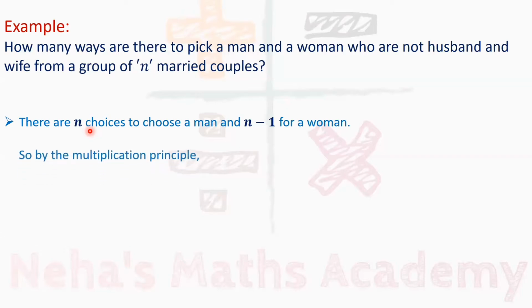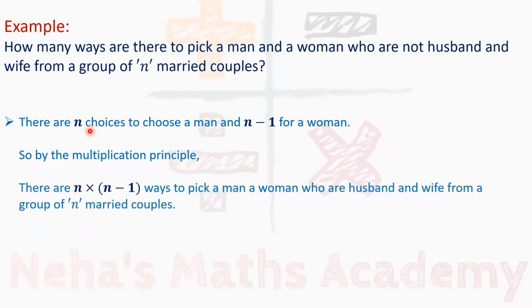So by the multiplication principle, there are n into n minus 1 required ways. That means the number of ways to pick a man and a woman who are not husband and wife from a group of unmarried couples is n into n minus 1 ways.